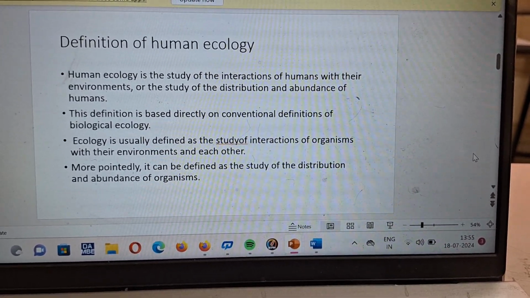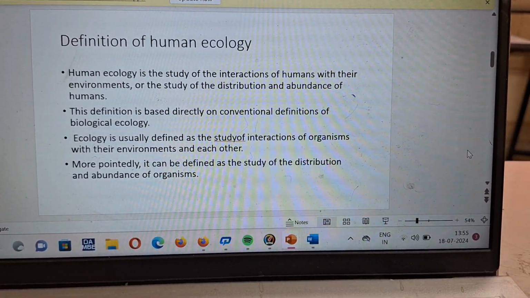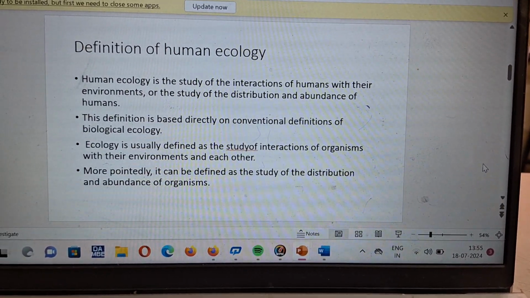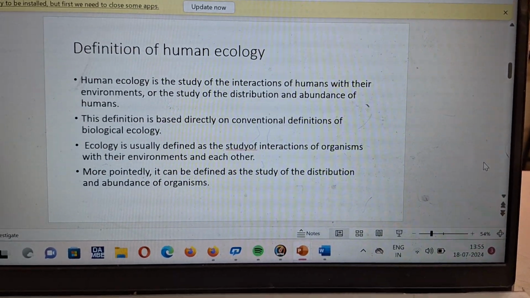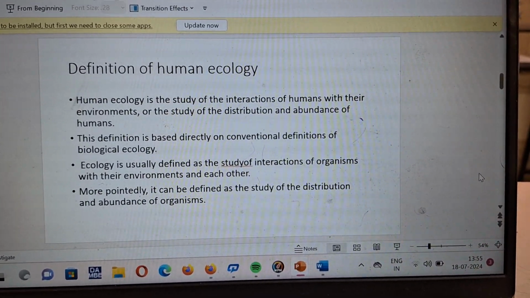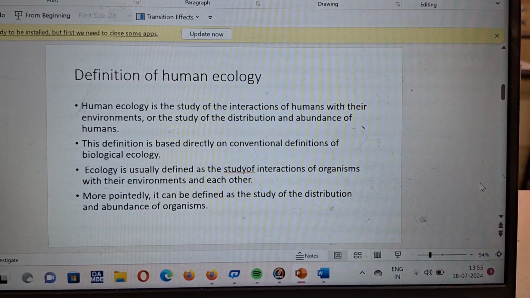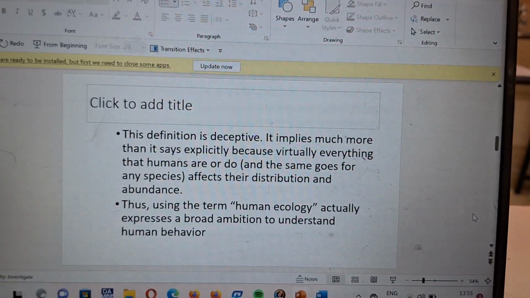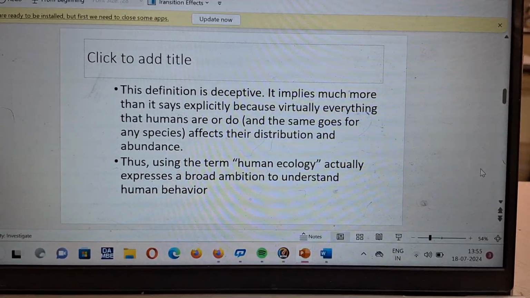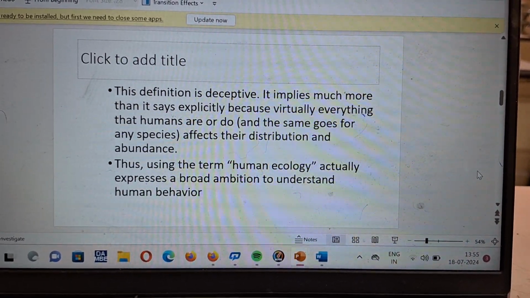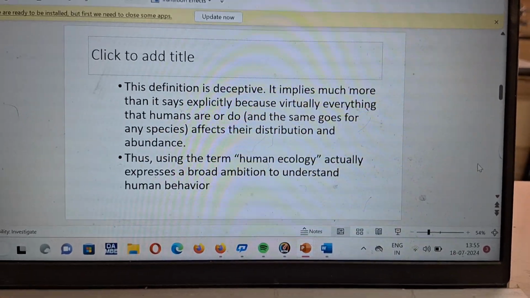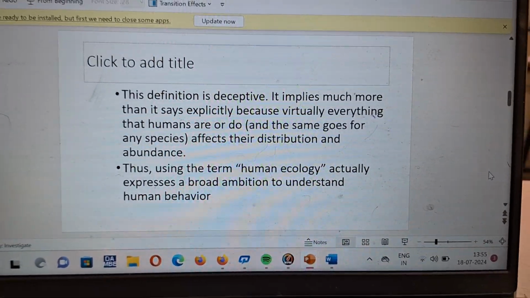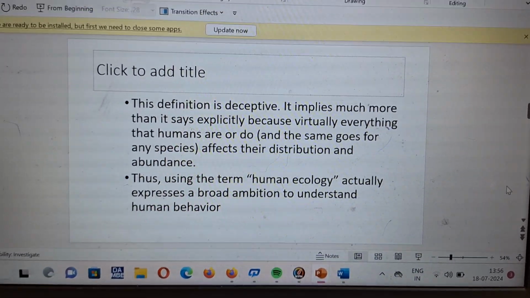So there are many definitions of human ecology. First of all, ecology deals with the environment. This is what we need to understand. Ecology deals with the study of interactions of organisms with their environment. This is the basic definition. Or we can also say that ecology deals with the distribution and abundance of organisms. Human ecology deals with what all human activities can happen in a particular ecological environment. So it is a broad definition.